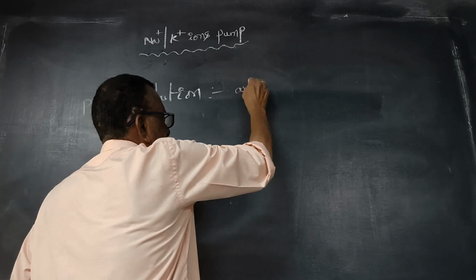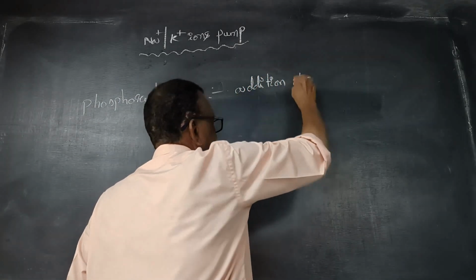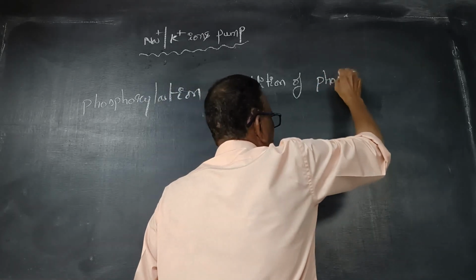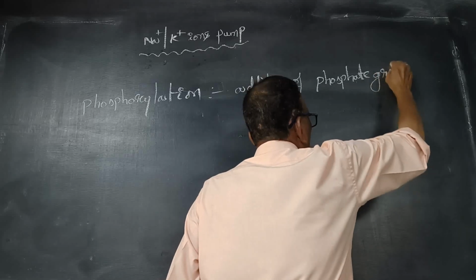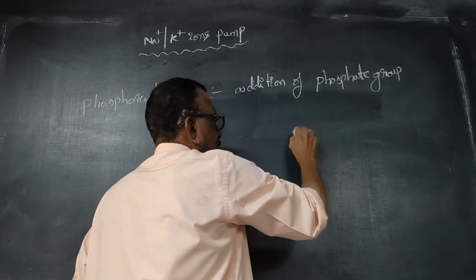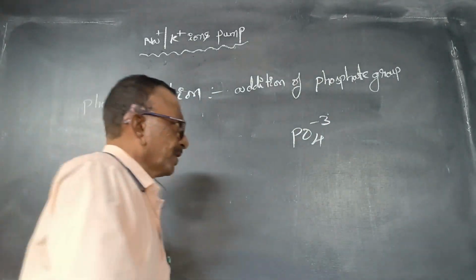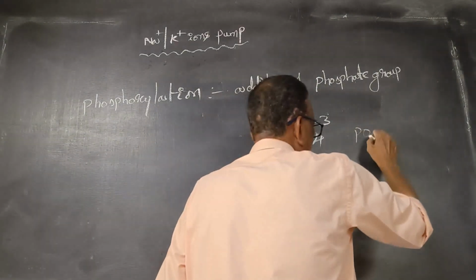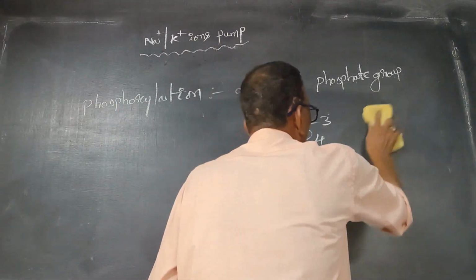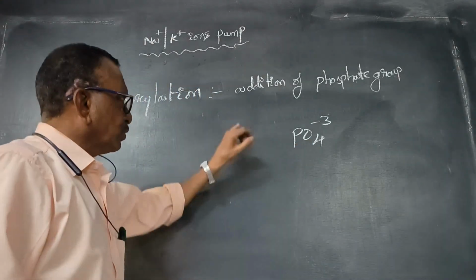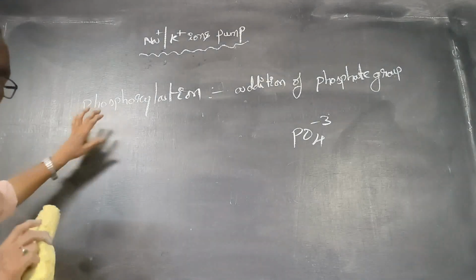Phosphorylation means addition of phosphate group. Addition of phosphate group, generally PO4 minus 3. This is the phosphate group. PO3 minus 3 is phosphite. Here we need only the phosphate group. So addition of phosphate group is called phosphorylation.